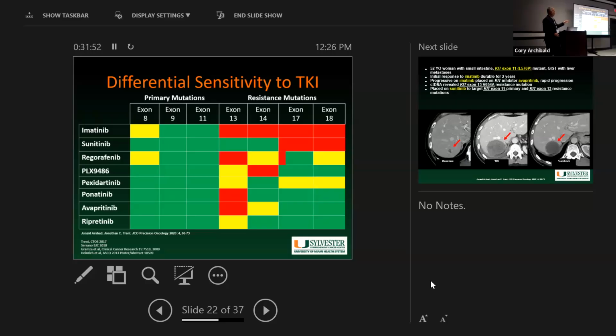If you have a patient who's progressed and has their tumor growing, and they've got an exon 13 resistance mutation that's driving that resistant tumor phenotype, why would you put them on regorafenib or avapritinib that has minimal activity? So that's the approach that we've been taking. There was some uncertainty at the beginning, but I'll show you a couple of patients.